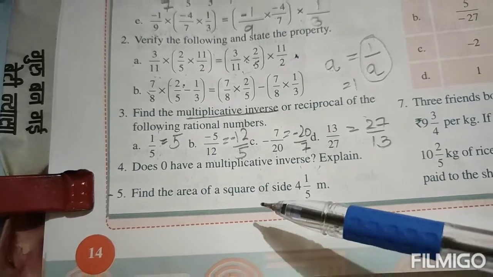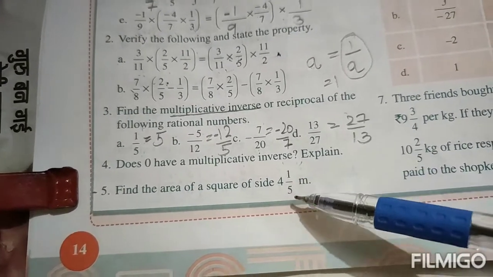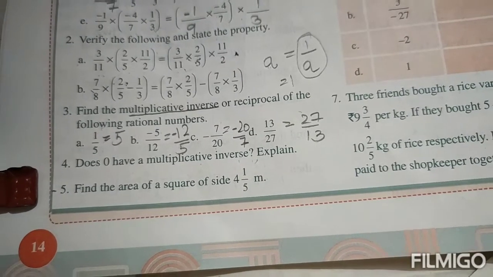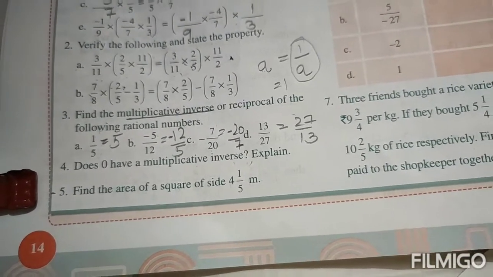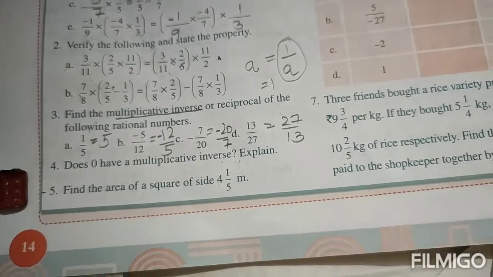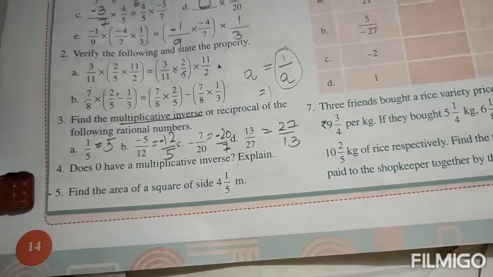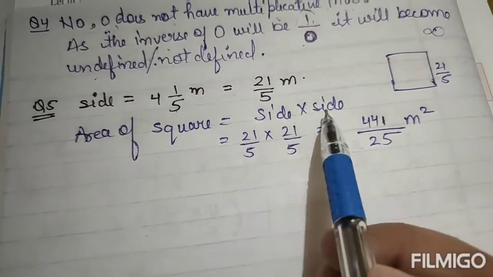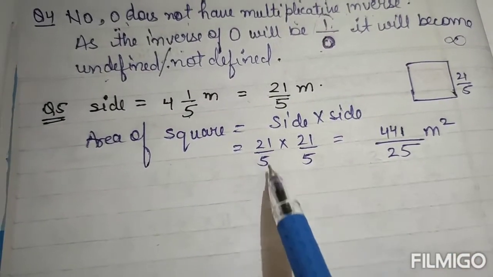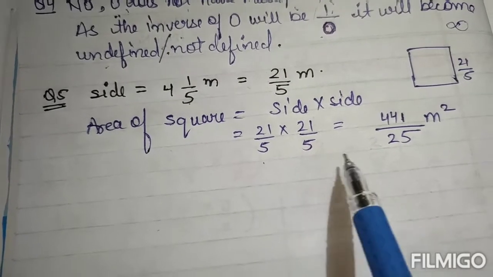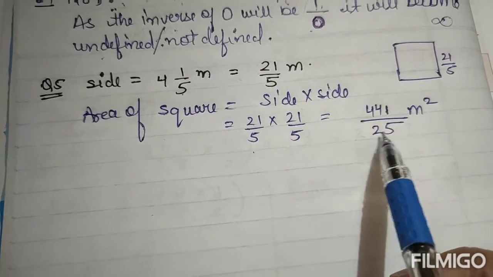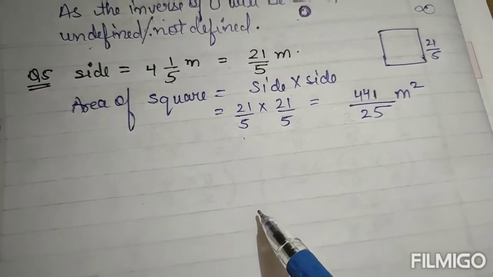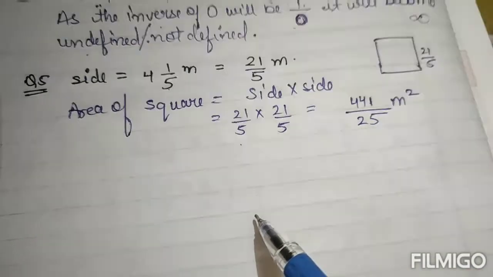And, find the area of a square of side 4 1 by 5 meter. You have to find the area of a square, that is side multiply side, or square of side. So the area of the square will be side multiply side, that is 21 by 5 multiply 21 by 5, that will be 441 divided by 25 meters square. So now let's move to our next question.